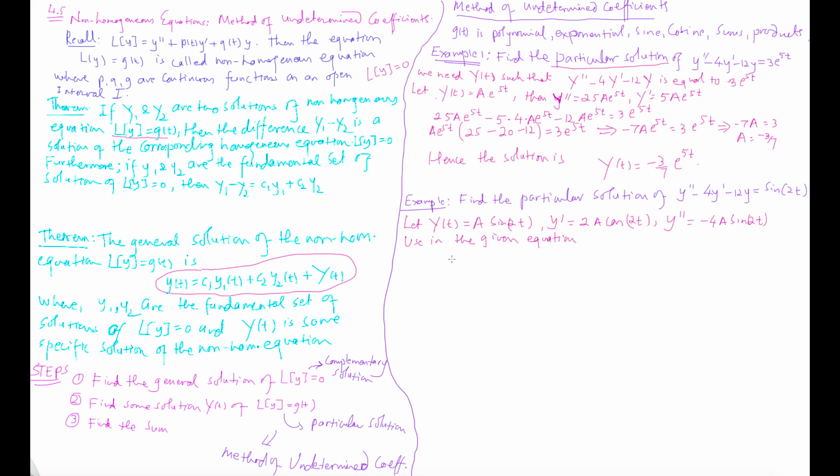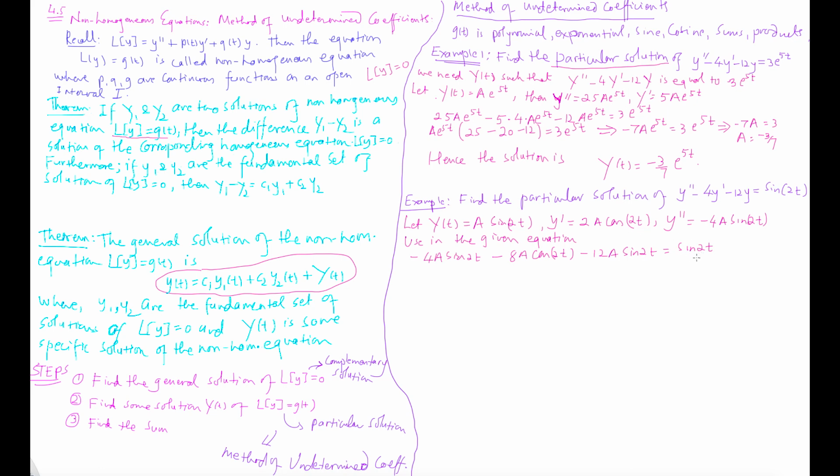If you plug in that, you will get negative 4a sine twice t, that is the second derivative, and then minus 4y prime is 8a cosine twice t, right? That's what you get, and then minus 12a sine twice t equals sine twice t. You see that?